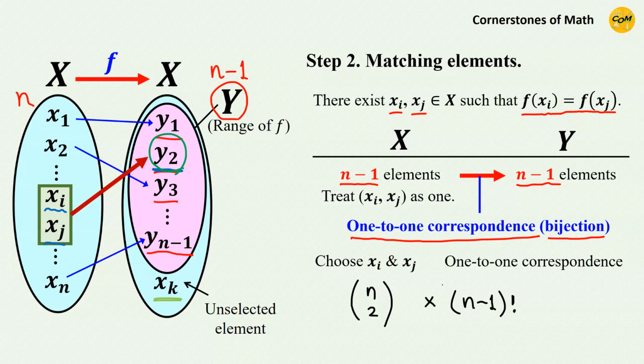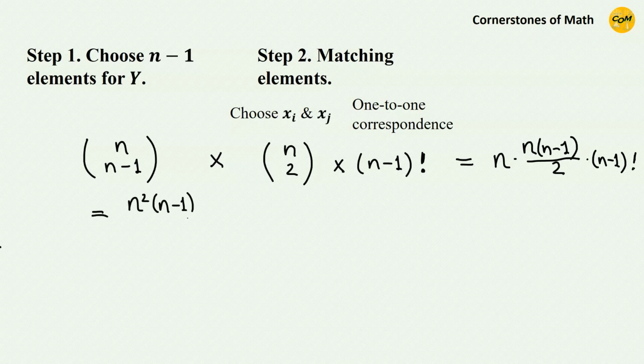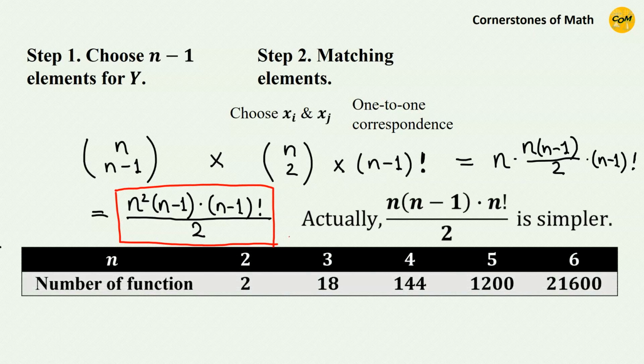Combining this with the result of the previous step, the total number of functions f such that the number of elements of the range Y equals n-1 is n choose n-1 times n choose 2 times (n-1) factorial. So n choose n-1 is n, and then n choose 2 is n(n-1)/2. So this times (n-1) factorial equals n squared times (n-1) times (n-1) factorial divided by 2. So that was the first problem.